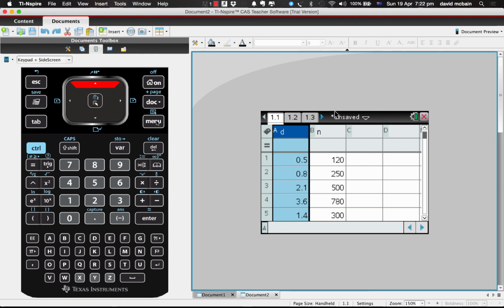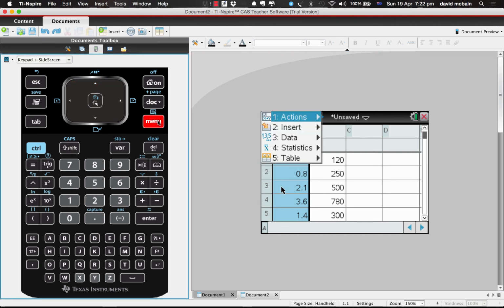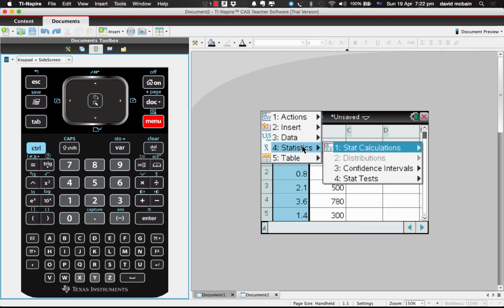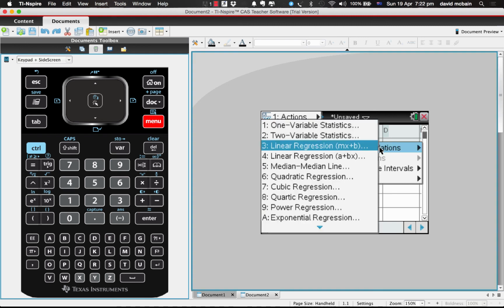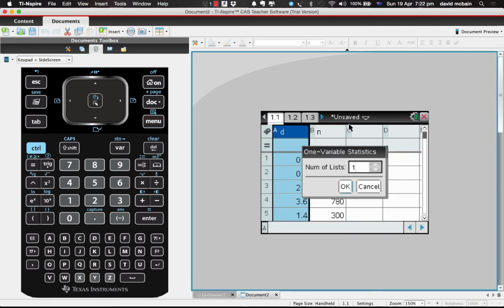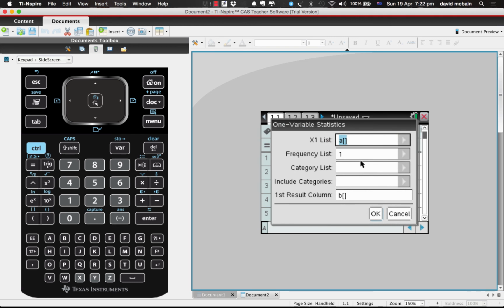Remember, we highlight the data, then menu, we go to statistics, stat calculations, and one variable statistics. It's going to ask you where to put it. It's one list, so we just click one list. It's going to ask us where we want the results placed. Well, we don't want it in column B, because if we put it in column B, it's going to erase the data we've already put in.